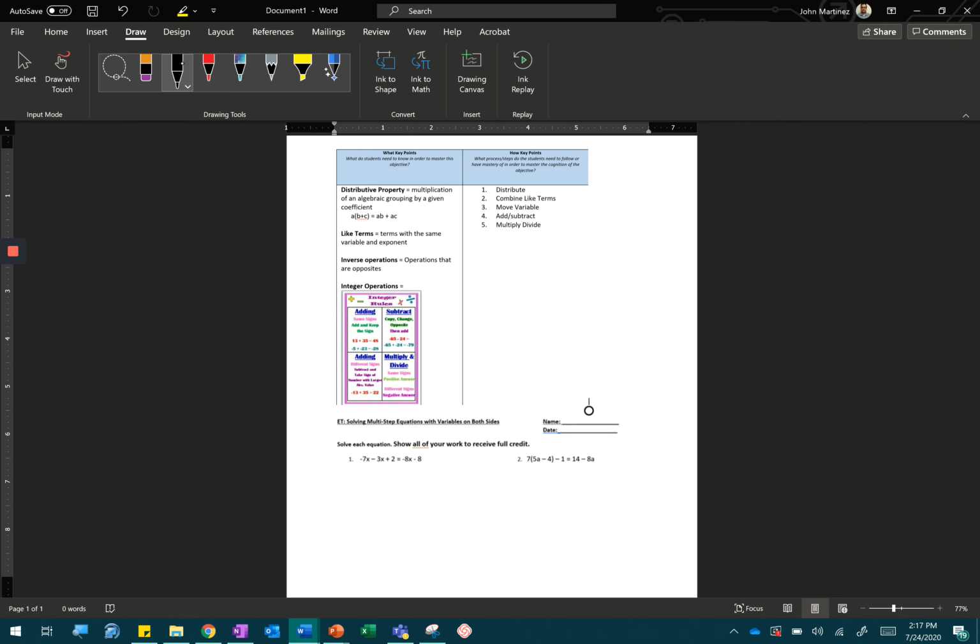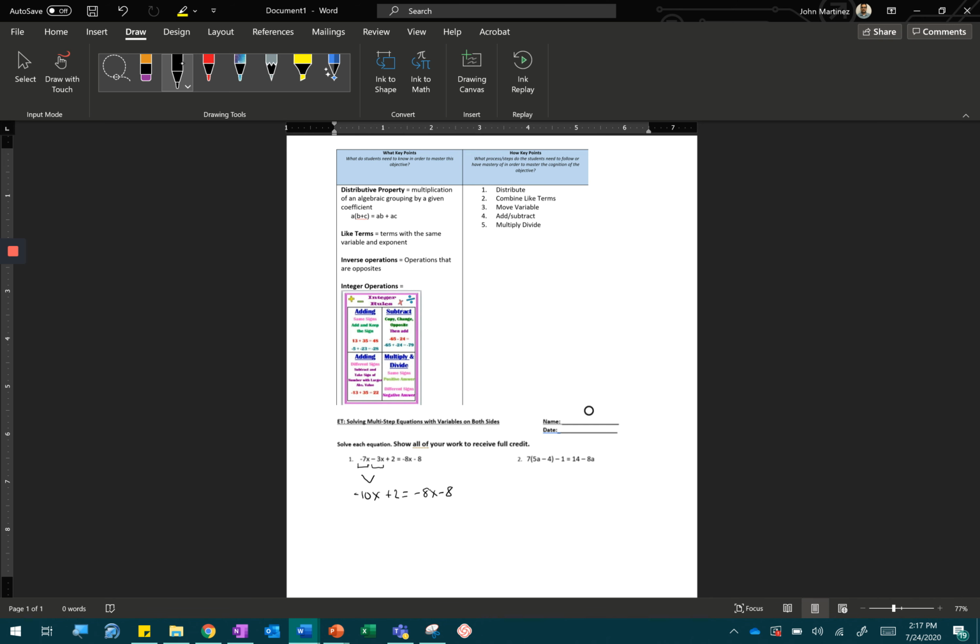The first thing I need to do is check if there's distribution. I do not see parentheses, so I am going to move on to step two, which is to combine like terms. I don't remember what like terms are, but if I look at my notes from my teacher and the key points, I see that like terms have the same variable and exponent. So I can see here that I have a negative 7x and a negative 3x, which I can combine. If I combine that, I get a negative 10x. And then I know that I need to just drop everything else down because I haven't made any changes.